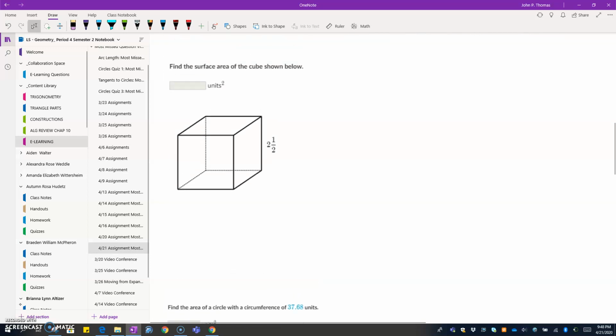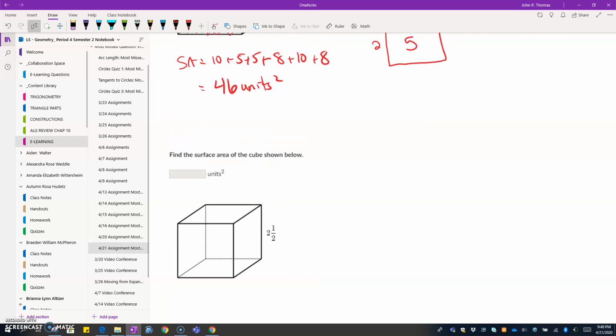All right, the last one before we get to some of the quiz questions is this one right here. This is find the surface area of the cube shown. So a cube, it basically tells you that you're going to have that 2.5 on each side. Now, I prefer working with mixed numbers. I think they're easier to work with. So I've got 2 times 2 is 4 plus 1 is 5. So we've got 5 over 2. All right, now, since it's a cube, all 6 faces are congruent.